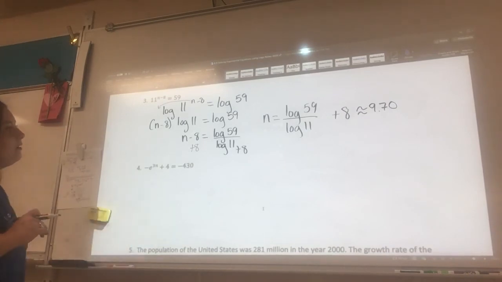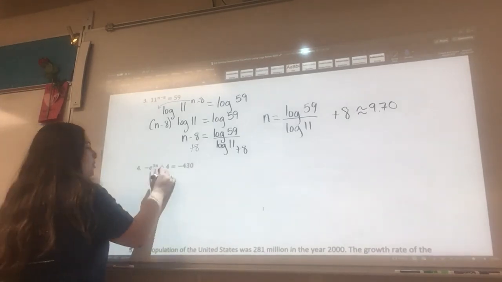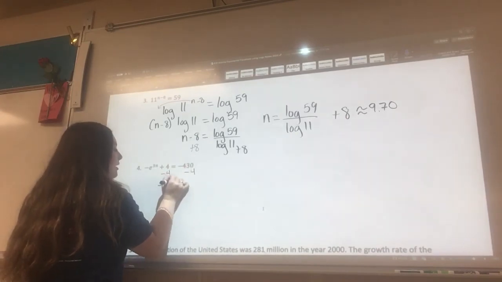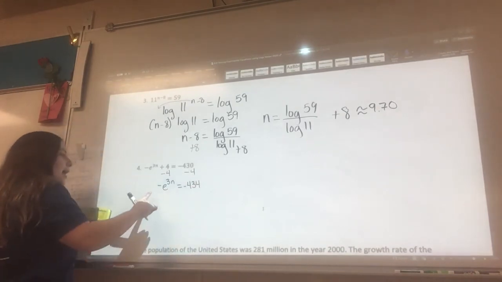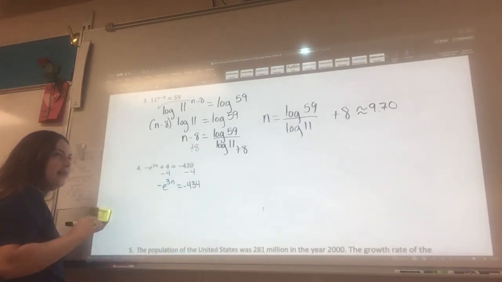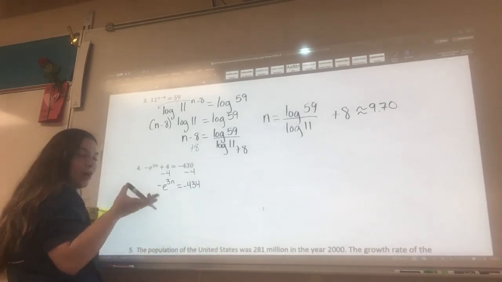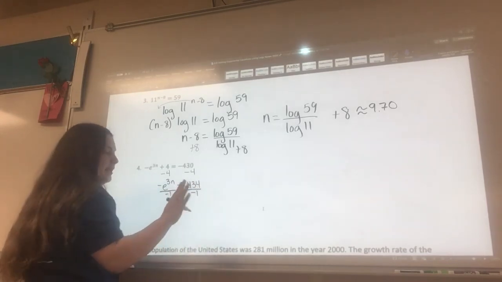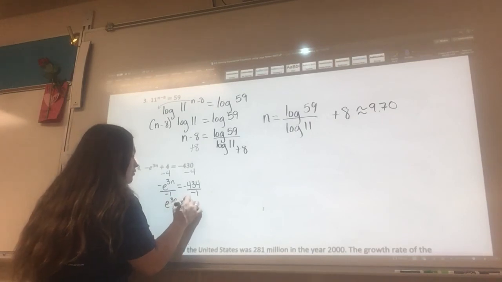Okay. Moving on to number 4. Our first step is isolation. So we're going to subtract 4 from both sides. We're going to get negative e to the 3n equals negative 434. Well, technically it is isolated, but it's not perfect. Because of that negative, it's going to be hard to manipulate. So we're going to divide by a negative 1 or multiply by a negative 1, whatever you choose. And we're going to be left with e to the 3n equals 434.